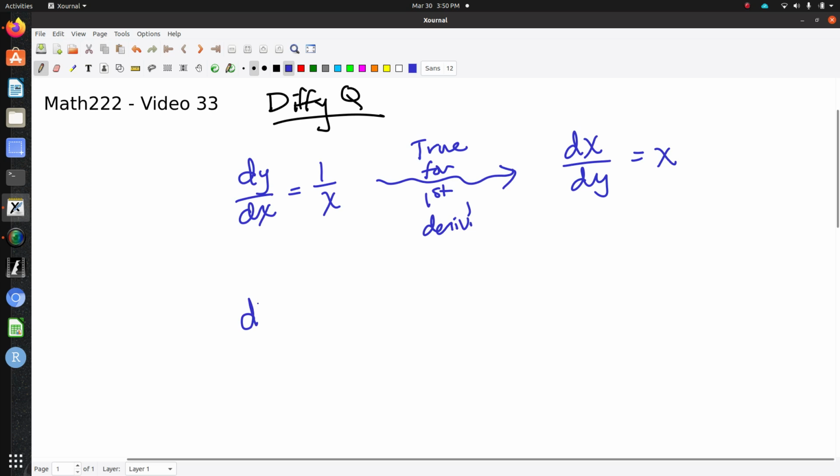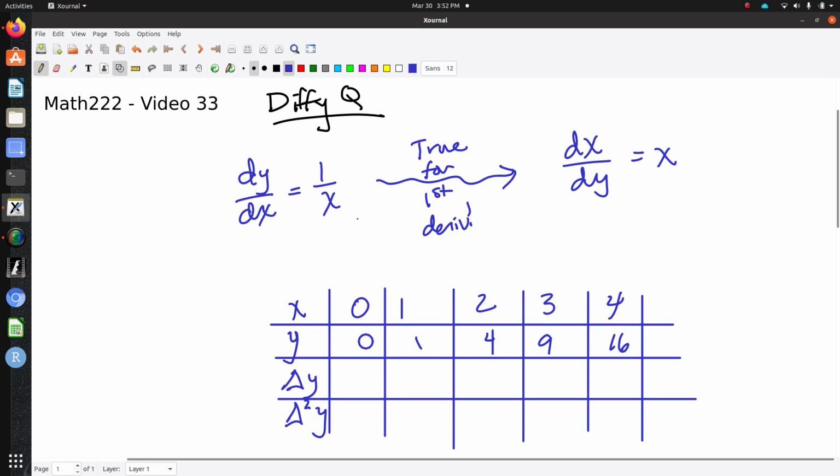But if you take the second derivative, it's actually not the same as the second derivative of the reciprocal. These are not the same. One is not the reciprocal of the other. It only works in the first derivative. And let me give you a numerical example of why this would be true.